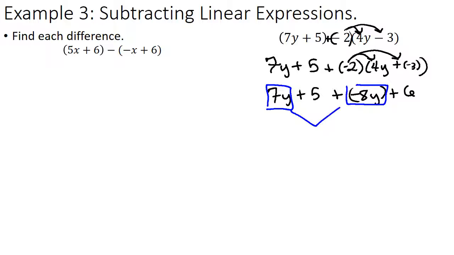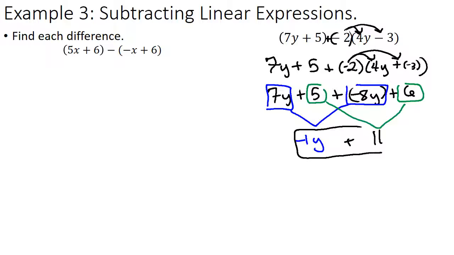I can combine those like terms. I'll end up with -1y. I can combine these terms right here, and I'll see that that's going to be 11. Okay, so as I add those together, this would be my final answer, -1y plus 11. Now, this -1y would kind of be like bad grammar. What we want to actually do is write it as -y plus 11. So -y plus 11.